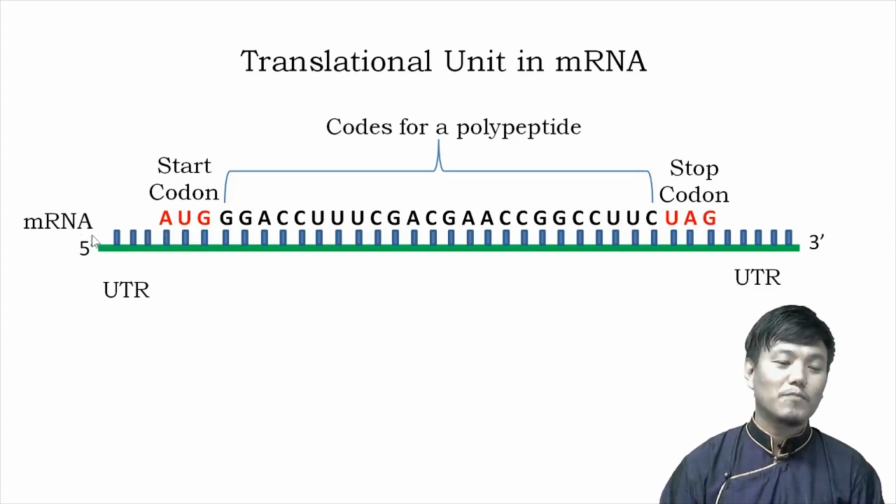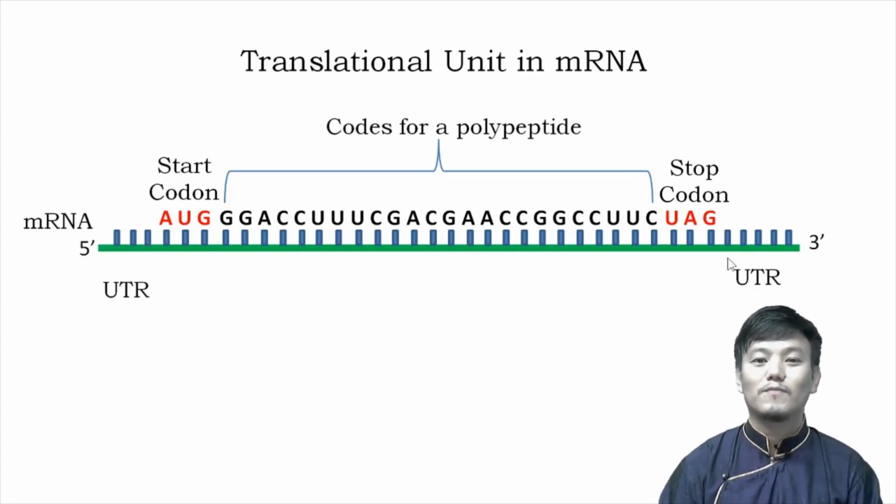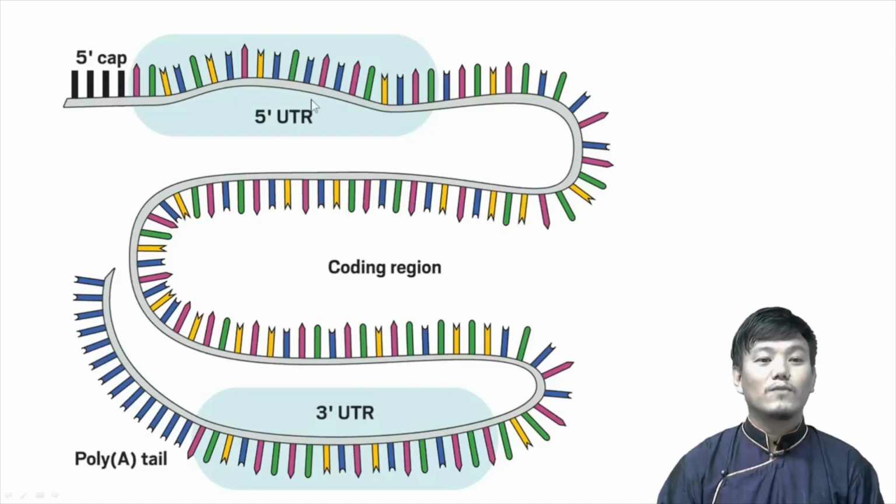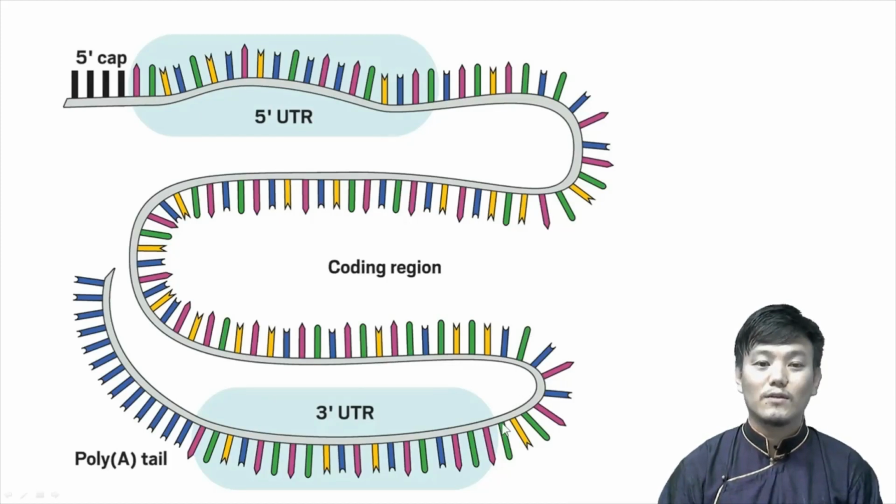Those parts of the mRNA which are not translated are called untranslated regions, and they are present at the 5' side as well as at the 3' side. I will show you another picture over here. I downloaded this picture from Google. In this one, you can see that from here to here is the mRNA translational unit. But the ones highlighted over here are the 5' UTR and the 3' UTR. So these are the untranslated regions.